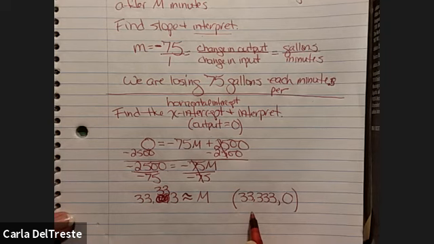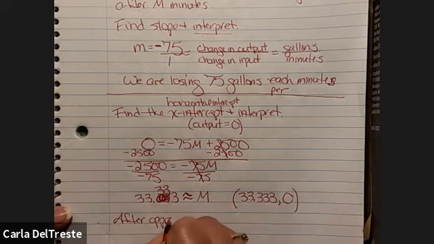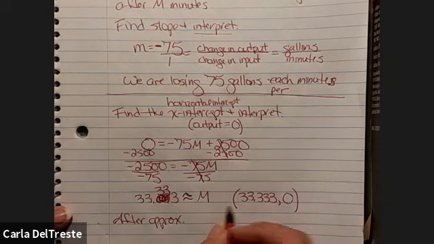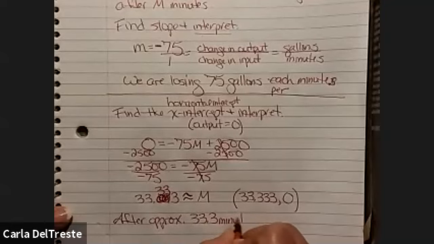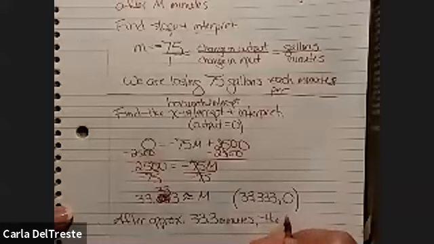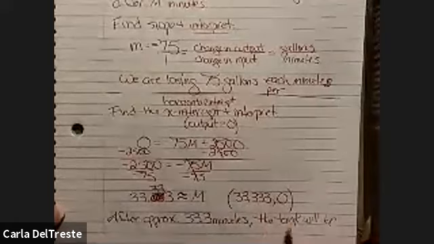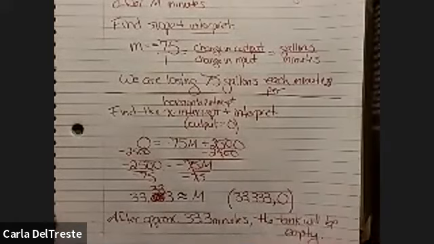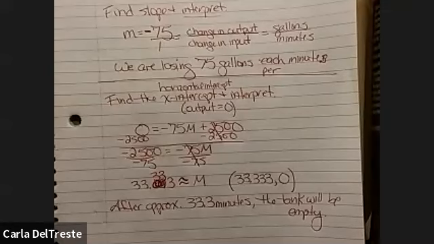What does this represent? This is after approximately, because that's what the squiggly is, because I rounded this. After approximately 33.3 minutes, the tank will be empty. Or you could say there'll be 0 gallons left in the tank. That works too. There's lots of different ways that you can say that.